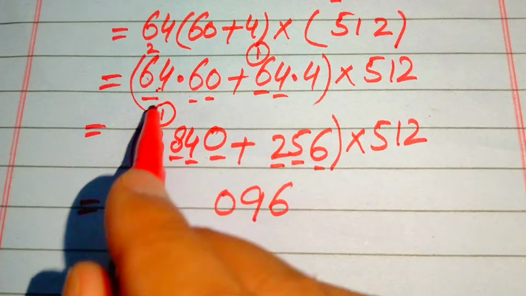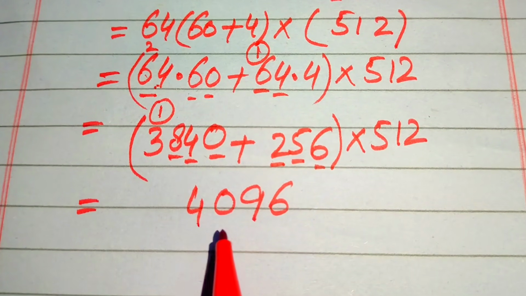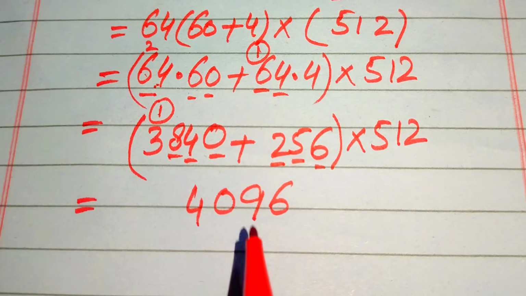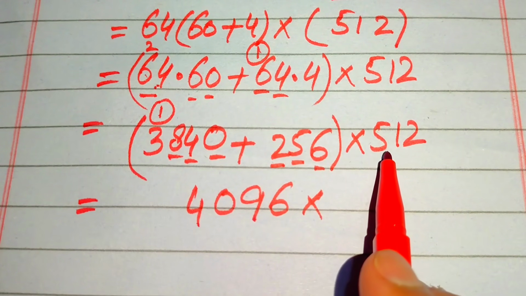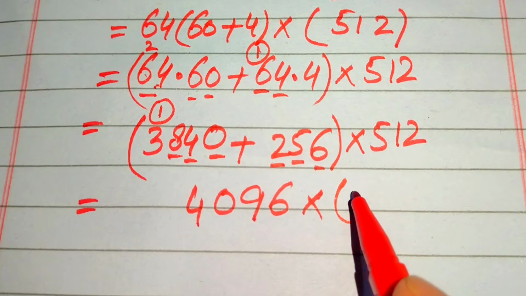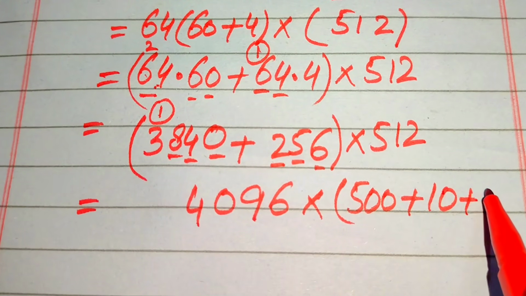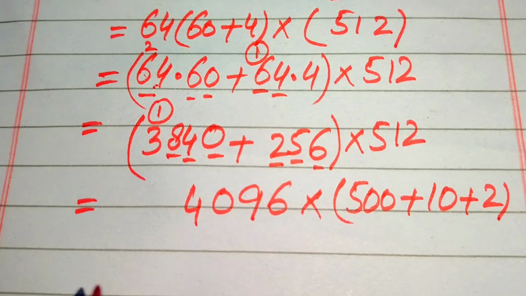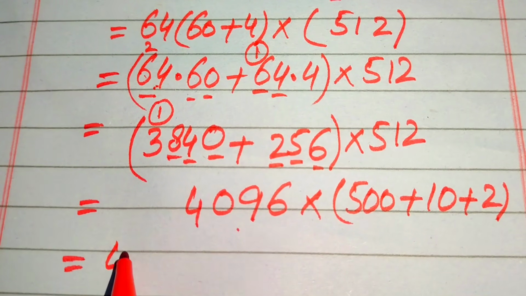We write 0 and carry 1. So this 3 plus 1 becomes here 4. So when we sum up these two values, we get here 4096, and we need to multiply this term with 512. So we break this 512 as 500 plus 10 plus 2. It means that we multiply this bigger number separately on each of these values in this way.